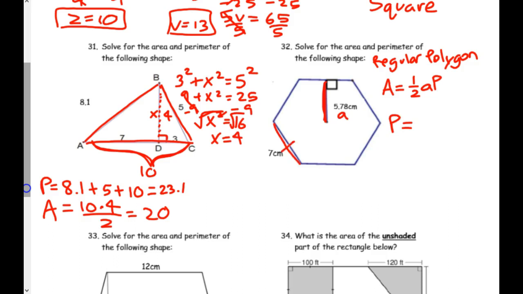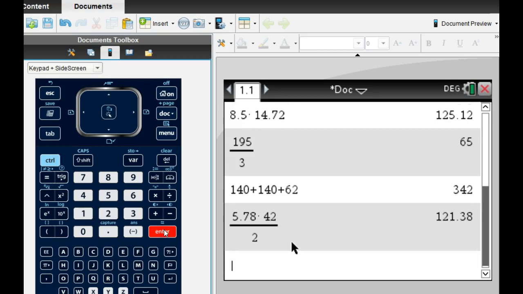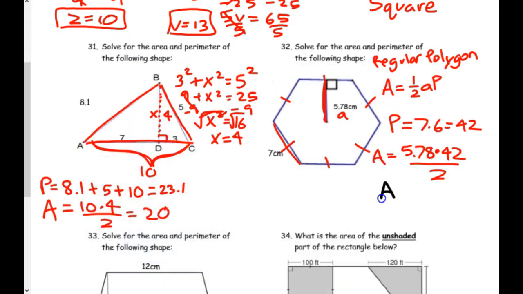I got 7 times 6. What is 7 times 6? 42. So for the area, it's going to be 1/2 a P, so 5.78 times 42 divided by 2. 121.38.